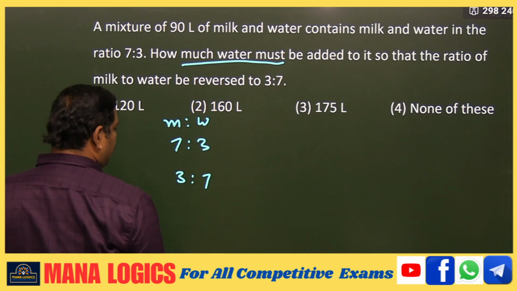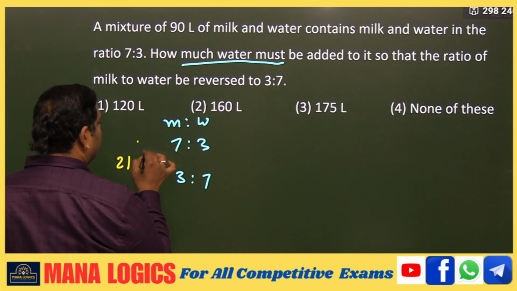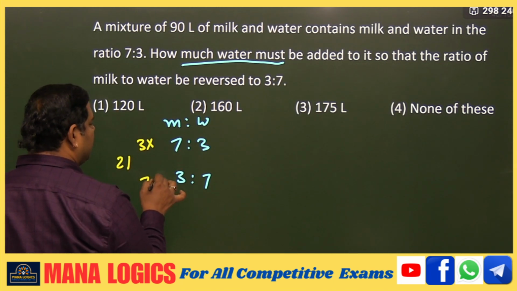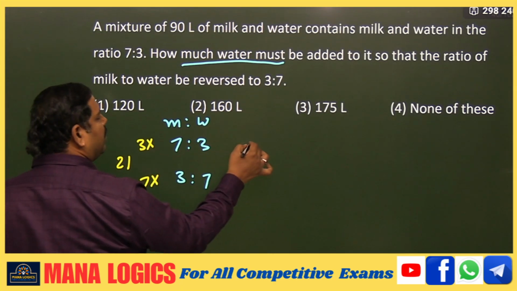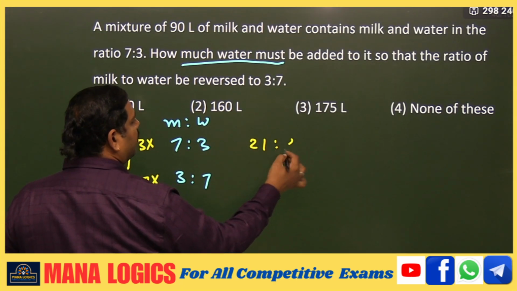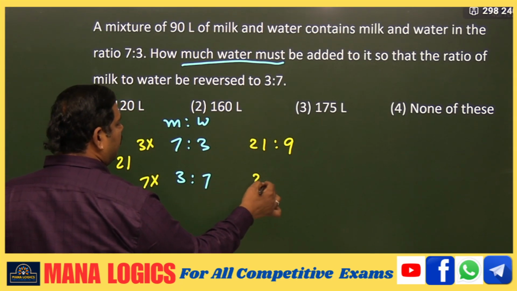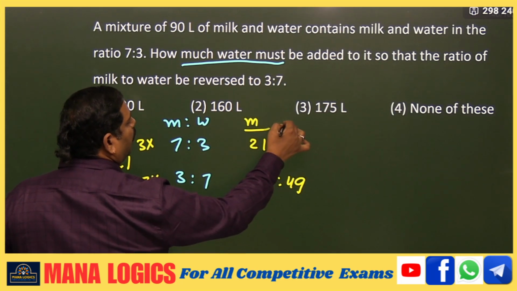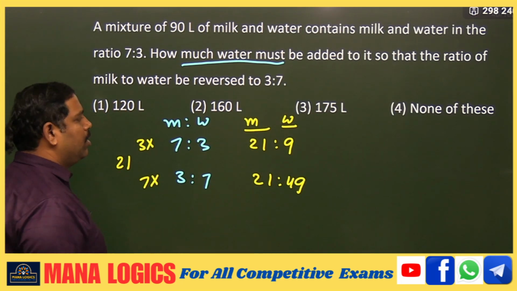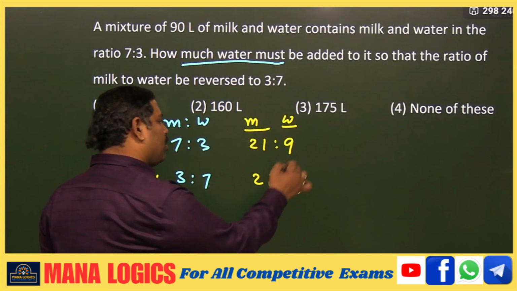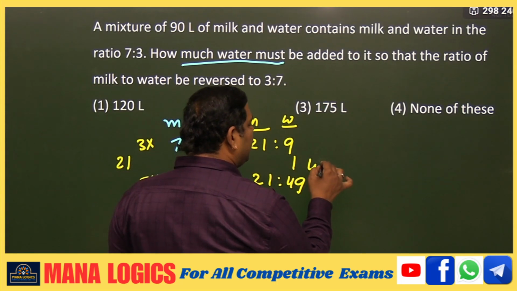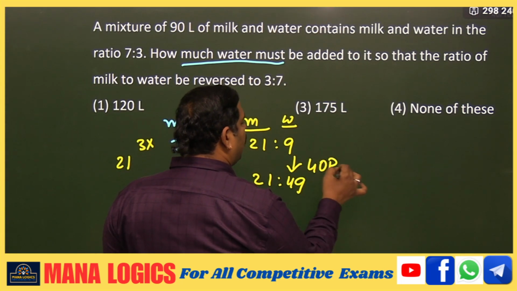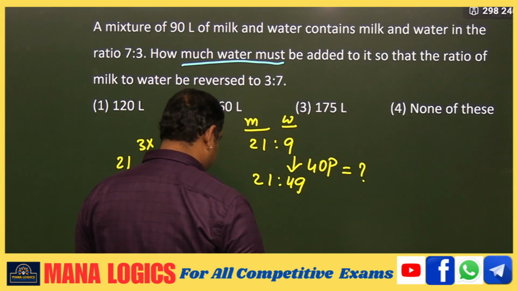7 and 3 means 21. To get 21, the 7 should be tripled, and the 3 should be multiplied by 7. 3 7s are 21 is to 3 3s are 9. 7 3s are 21 is to 7 7s are 49. So this is the milk to water ratio. Now the milk is the same. So how much water was added? 40, but is it 40 liters or 40 parts? 40 parts is what we want.